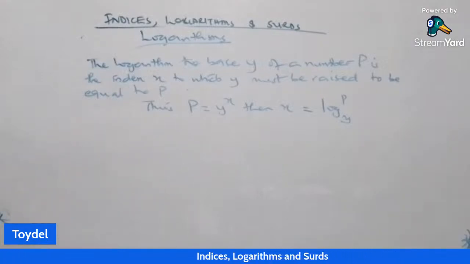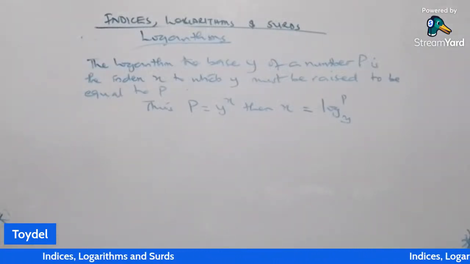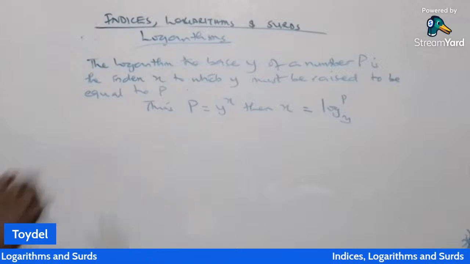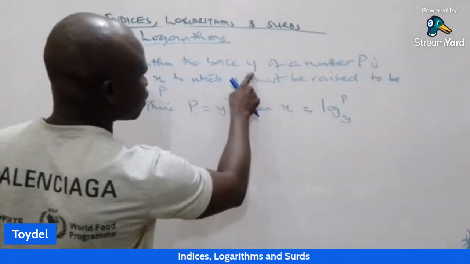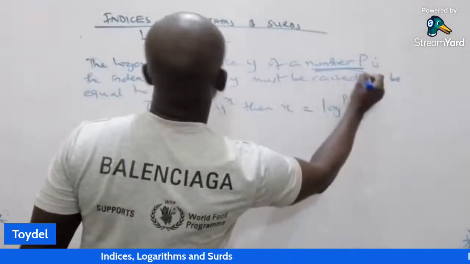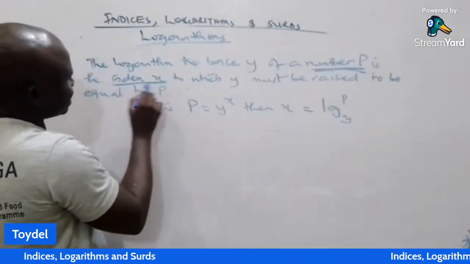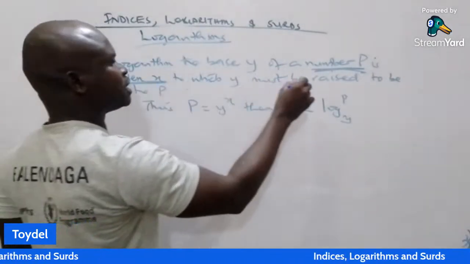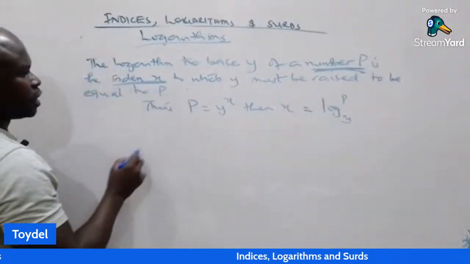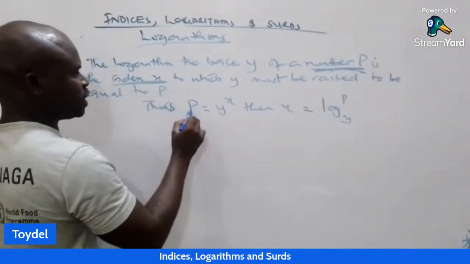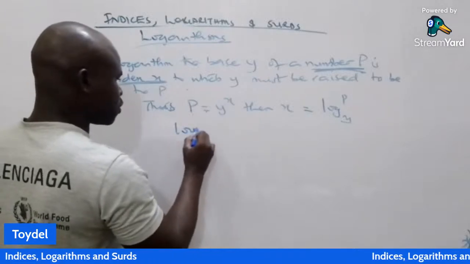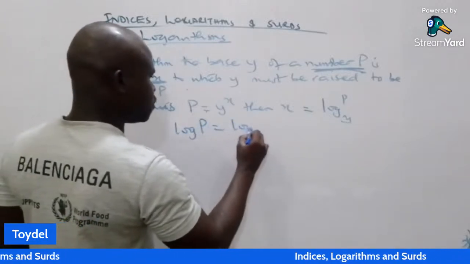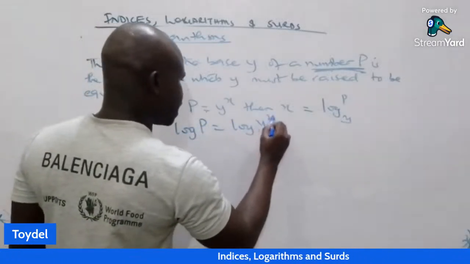That the logarithm, of course, if we add log to both sides, this is what we're going to get. The logarithm to base y of a number p is the index x to which y must be raised to be equal to p. That is, if p is equal to y^x, if we take log on both sides, we are going to have log y raised to x.